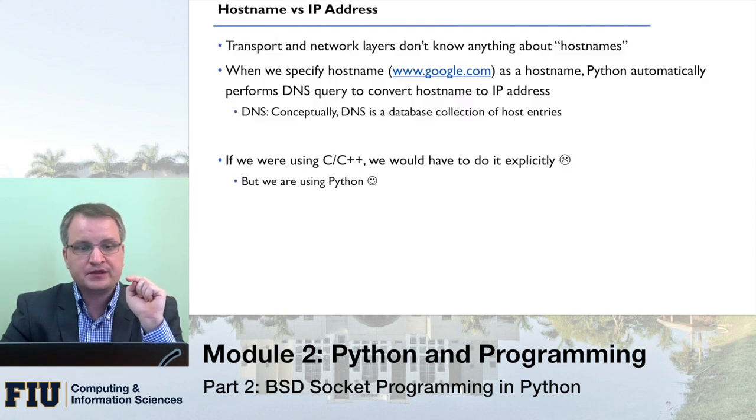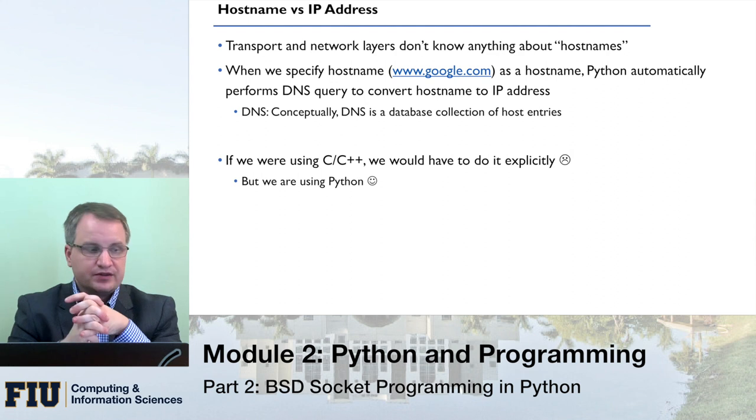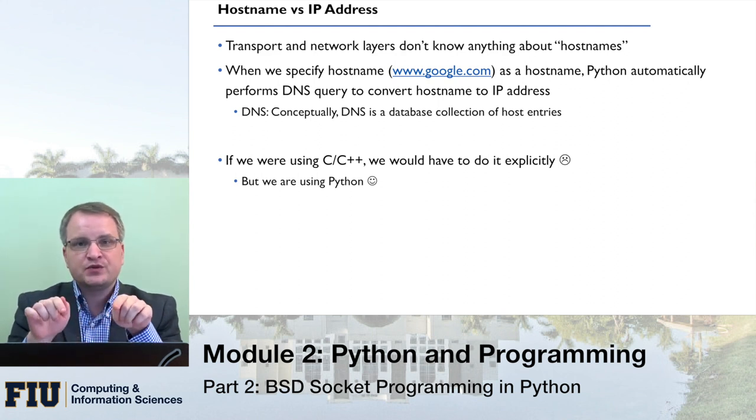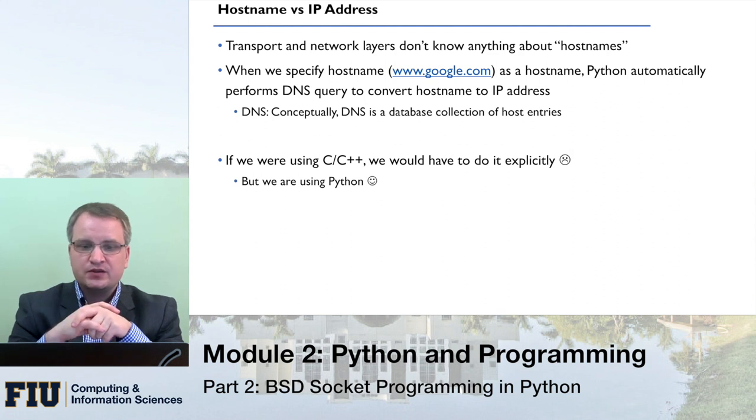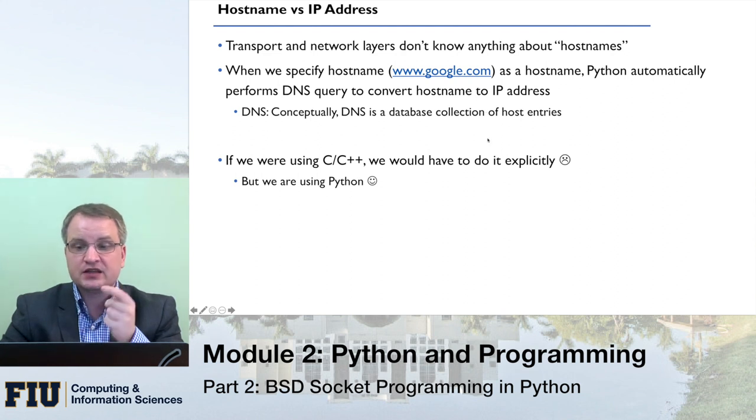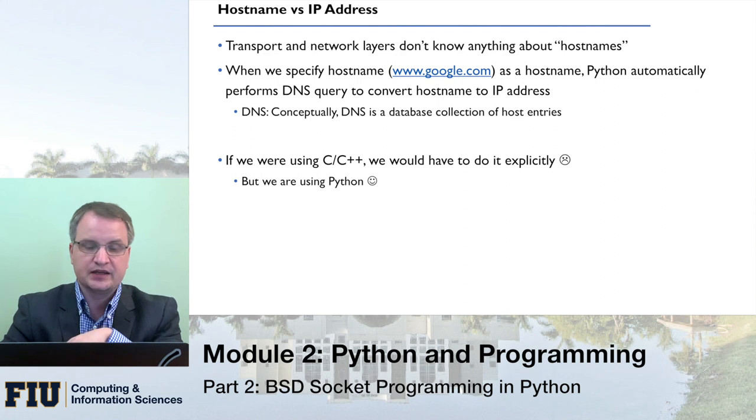The other part that I missed was the hostname versus IP address. In the examples, in the sample code that I have been providing, I'm explicitly using the IP address 127.0.0.1. For the client, you can actually try something different. You can literally specify www.google.com instead of an IP address, and Python will automatically try to get the IP address from that hostname. This happens behind the scenes inside Python, which does a DNS query to get the A record and the IP address.